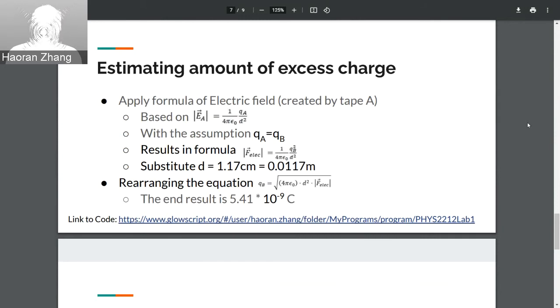After the measurement, we found that D is about 1.17 centimeters. And after rearranging the equations and substituting the values, we finally had the end result that the amount of charge that tape B carries is 5.41 times 10 to the negative 9 coulombs. And down below is the link to my code, if anyone is interested.